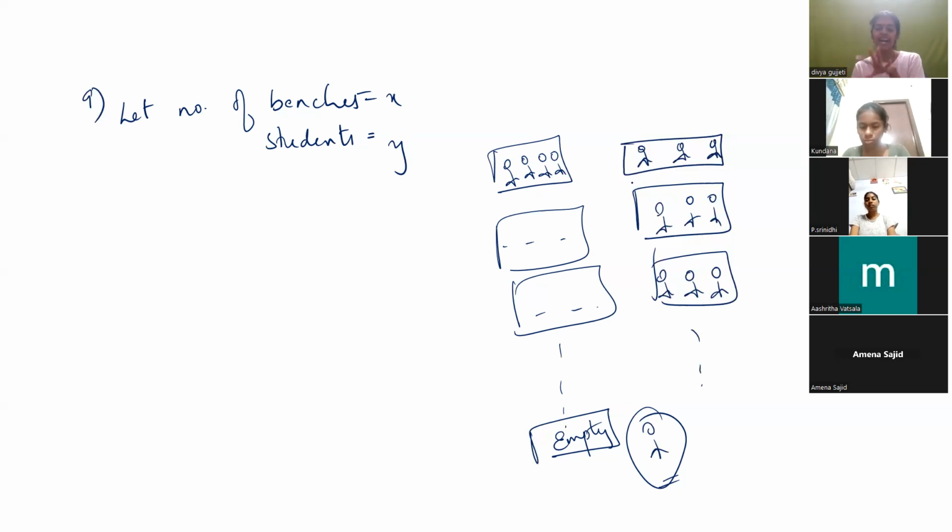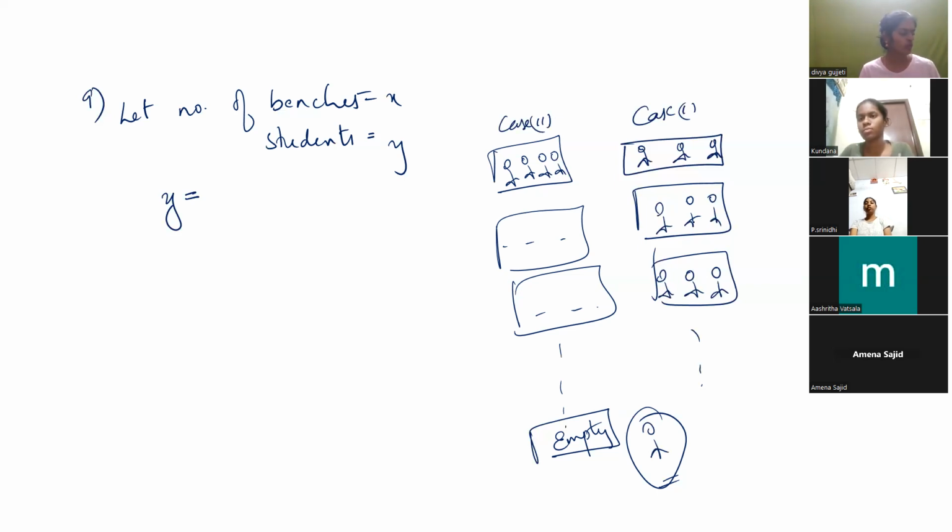But is there a change in the number of students, you tell me? No, ma'am. The students will be the same. The teacher is trying different possibilities to arrange the students, so the number of students will always be the same. Here, this is case 1 and this is case 2.